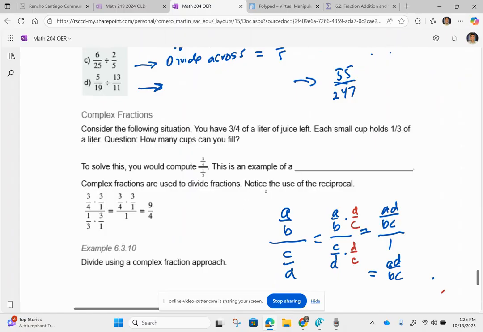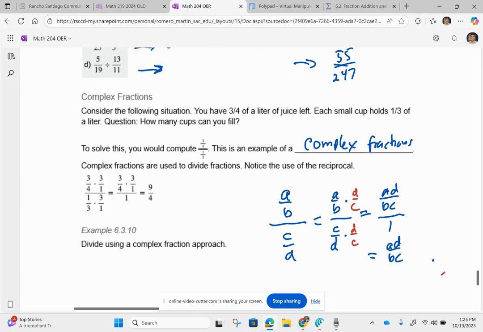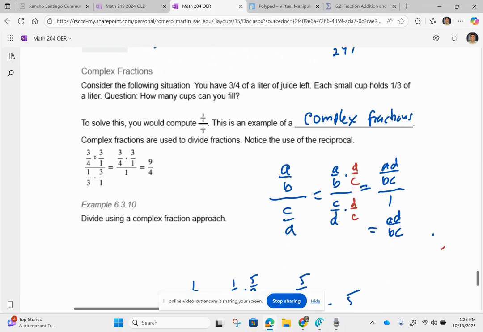Lastly, to finish, we're going to talk about what are called complex fractions. This emerges a lot in an algebra class, and you can see the algebra notation over here. But notice the mathematics, like 3/4 divided by 1/3, comes from this situation: 3/4 of a liter, each small cup holds a third of a liter. How many cups can you fill? So that turns out to be the problem 3/4 divided by 1/3. How many 1/3 fit into 3/4?